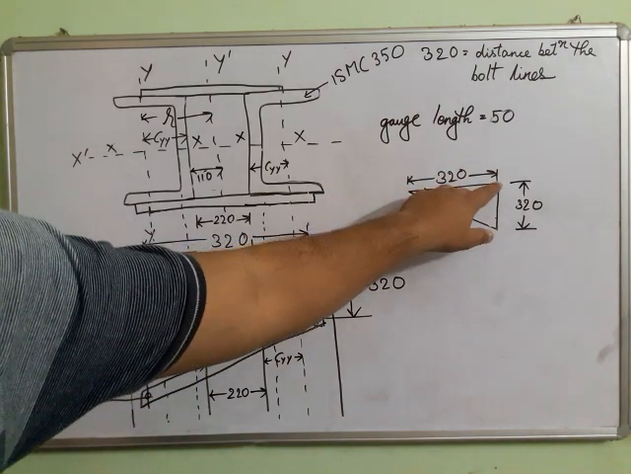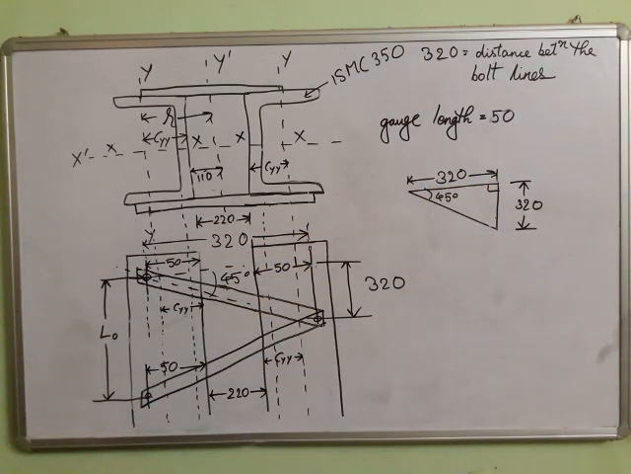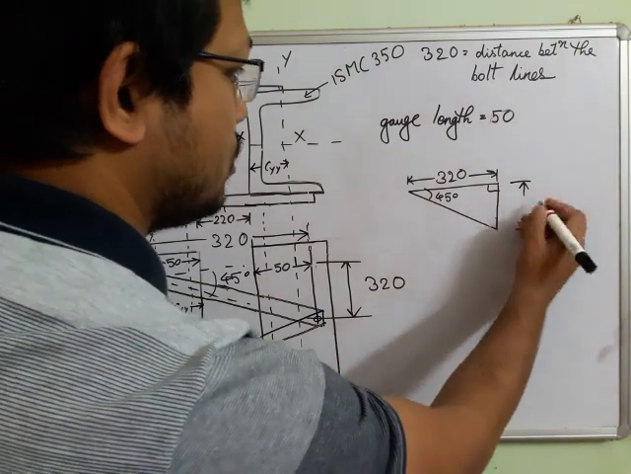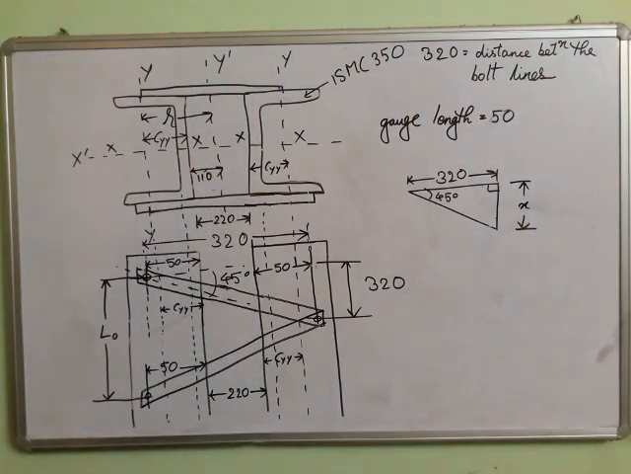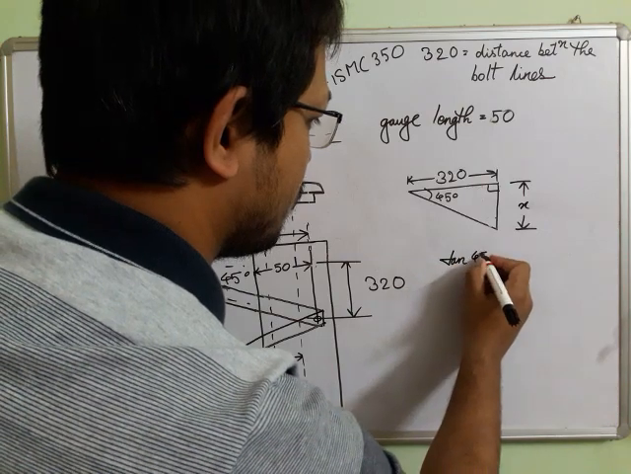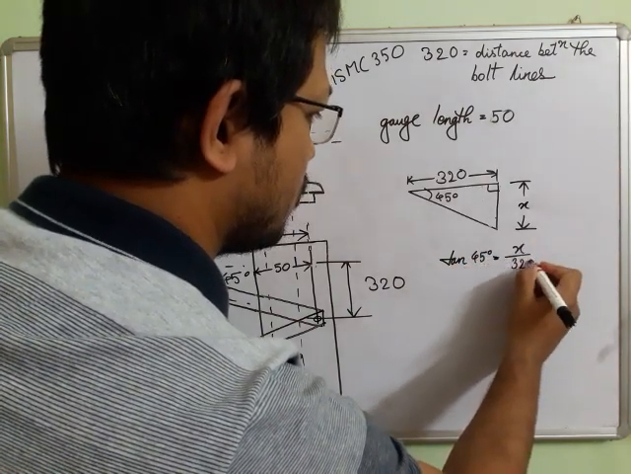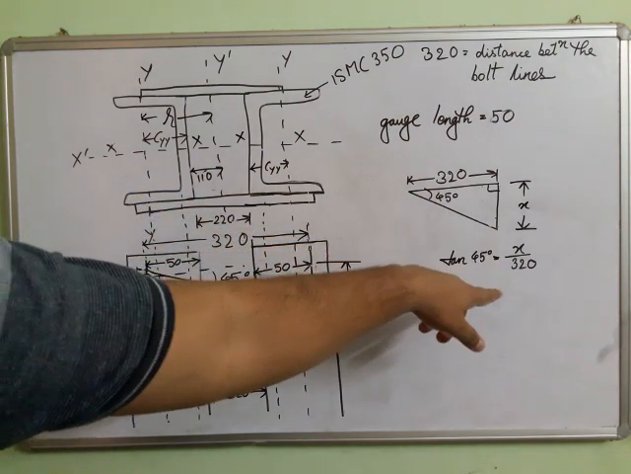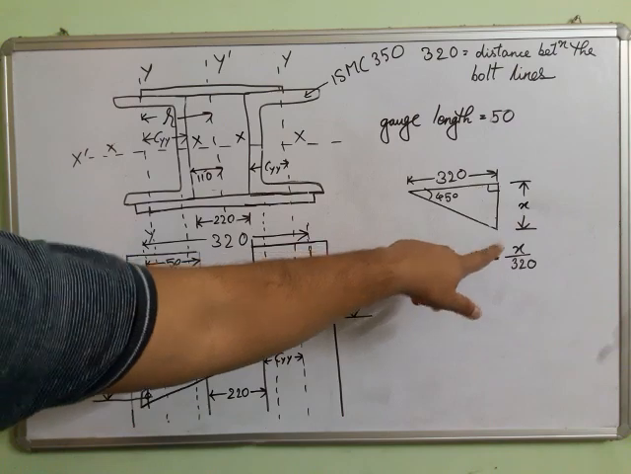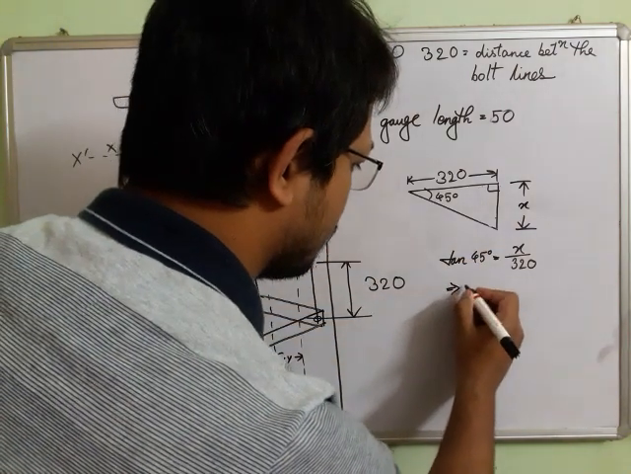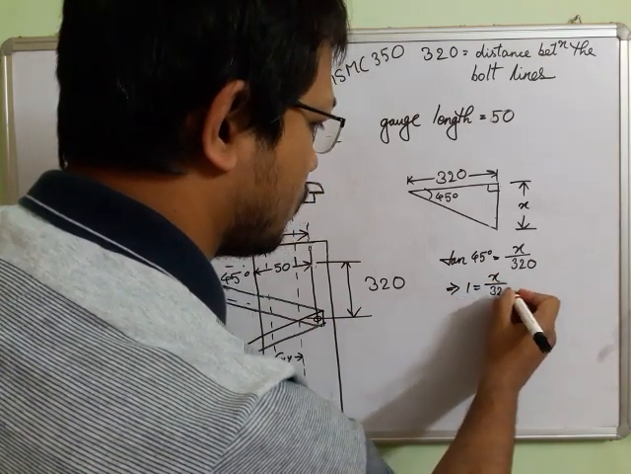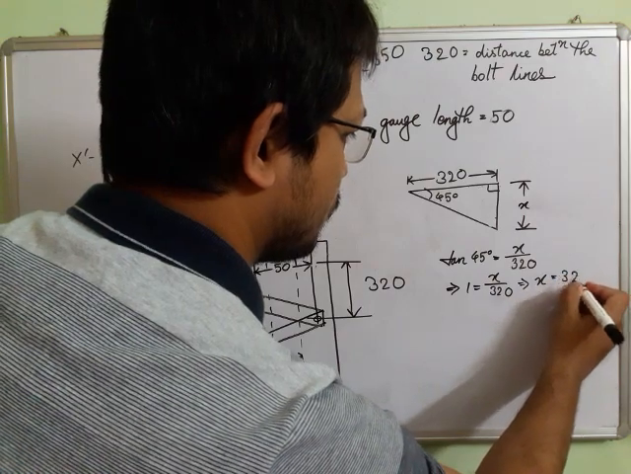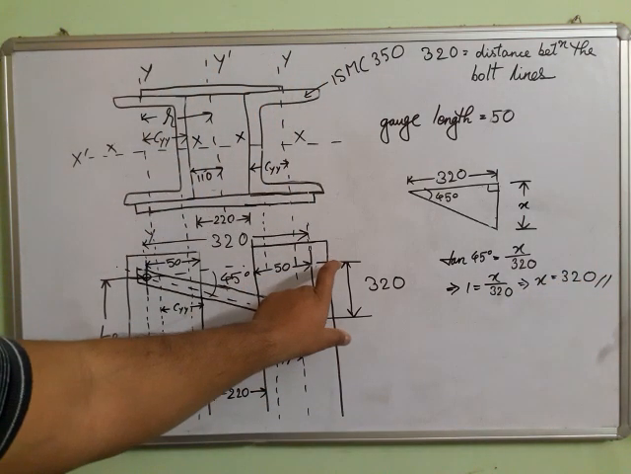So if this one is 320, this one will also be 320, because you see here, if you consider tan 45, it is equal to what? Perpendicular by base, isn't it? So suppose this is x. Then tan 45 degrees equals perpendicular by base, so x by 320. So tan 45 we know is 1. So x becomes 320. So that's why we can also write 320 here.